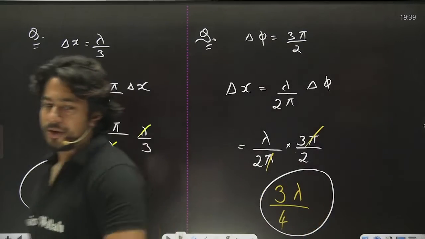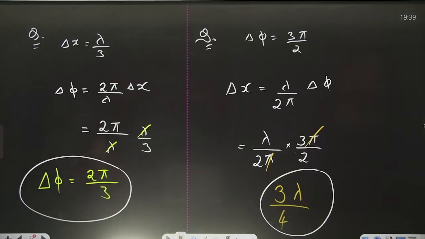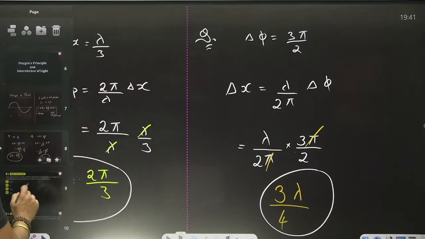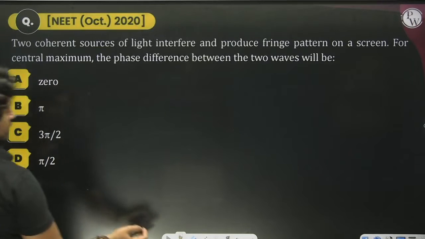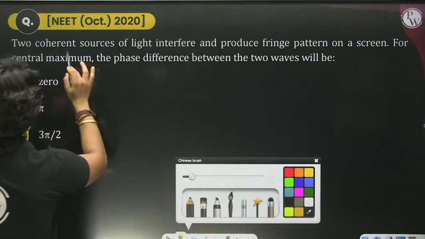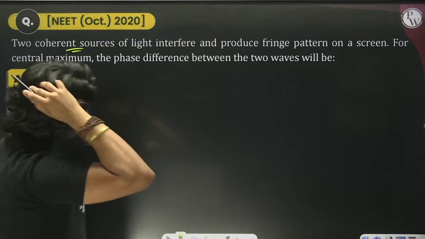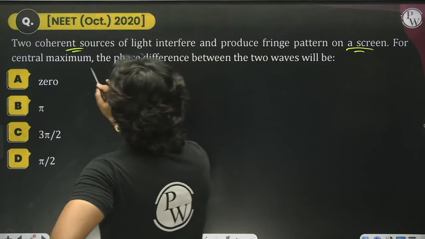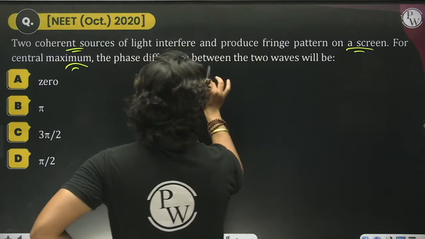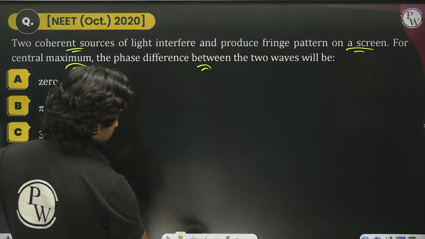Let's take the discussion ahead. There's a question coming in front of you. Read the question, what it says. It says that two coherent sources of light interfere and produce a fringe pattern on a screen. For central maximum, the phase difference between the two waves will be.